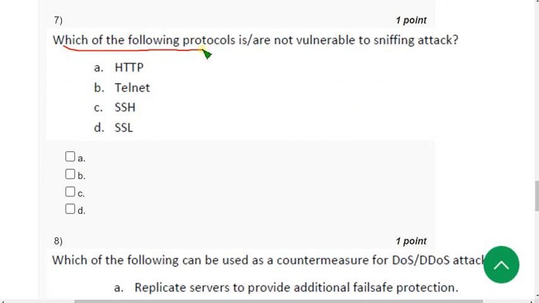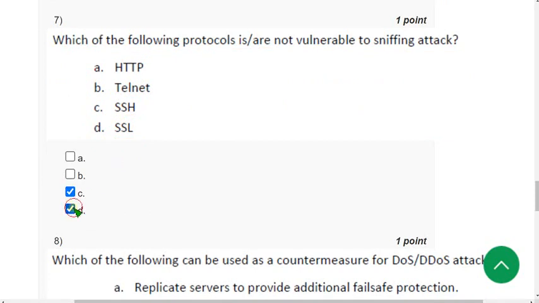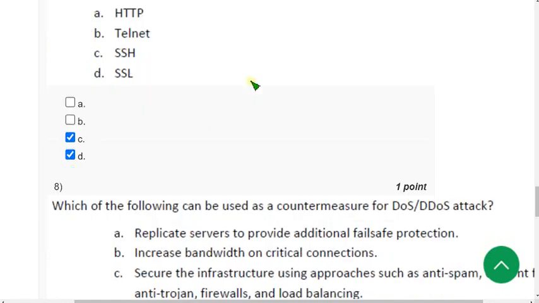So seventh one, which of the following protocols is or are not vulnerable to sniffing attack? Here I have got two solutions, guys, for the seventh question. So they are option C, SSH, and not A, guys, it is option D, SSL, SSH and SSL. So mark option C and D as probable solutions for the seventh question. Now let's move on to the eighth one.